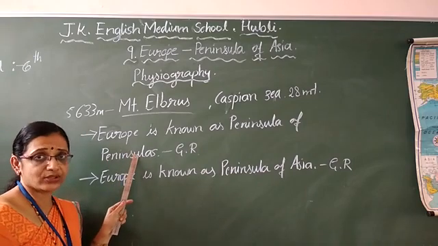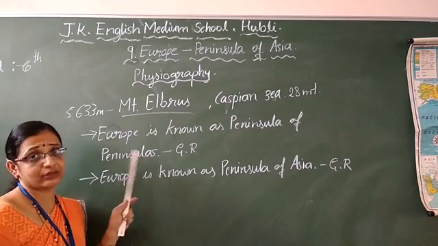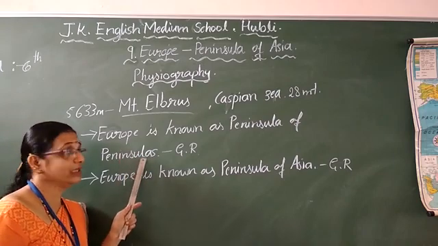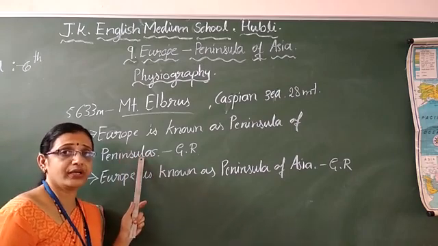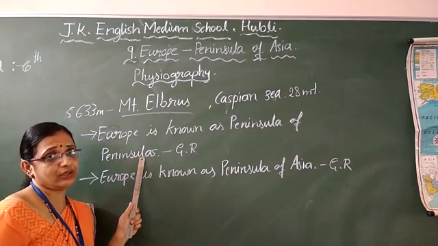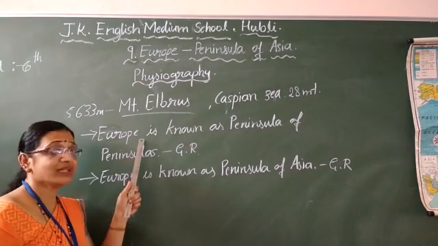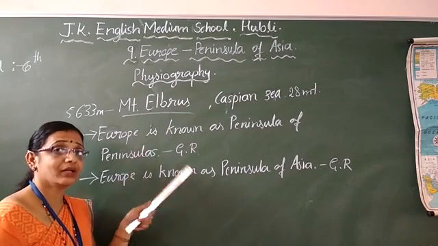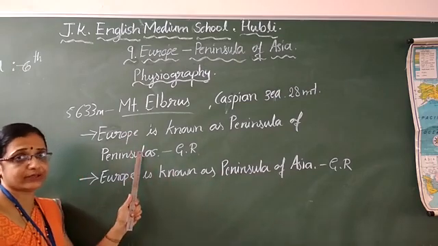Europe itself is a peninsula. Moreover, that is the first reason. Second reason is, even in the Europe continent, a number of countries are peninsulas. They are small ones, Europe is the big one. So it is called the Peninsula of Peninsulas.